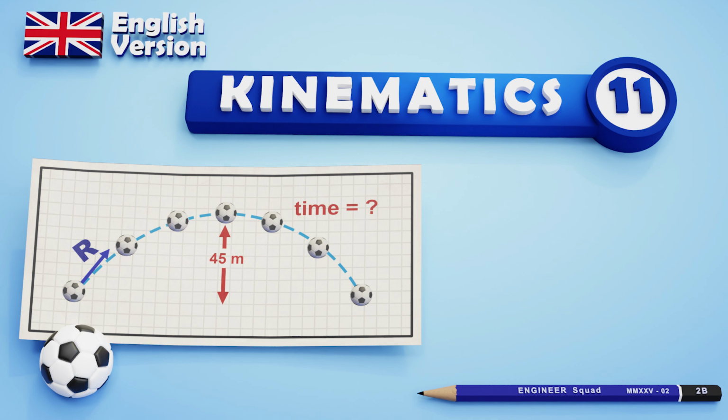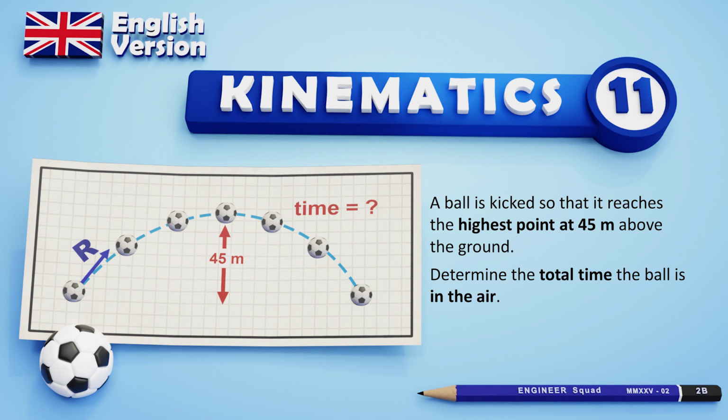Today, we will continue practicing problems about parabolic motion. A ball is kicked at an angle from the ground. The trajectory of the ball reaches a maximum height of 45 meters above the ground. How long does it take for the ball to land back on the ground after being kicked?